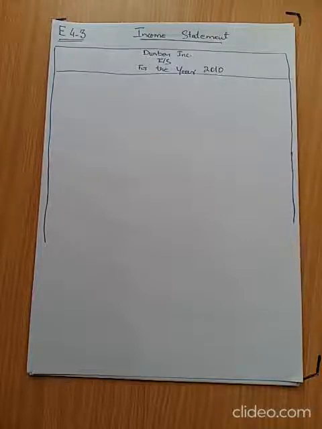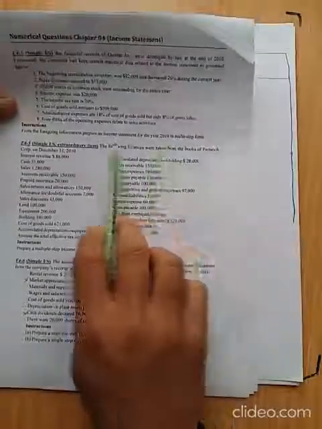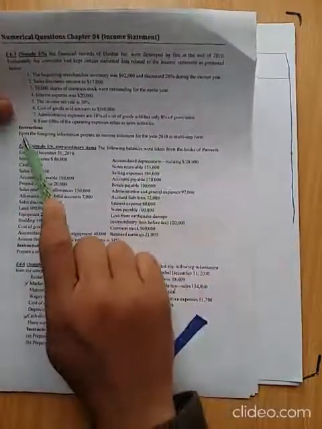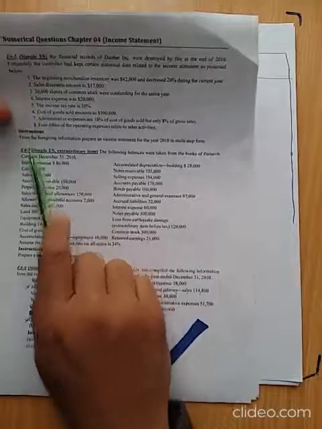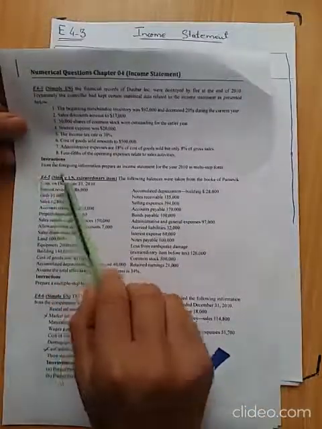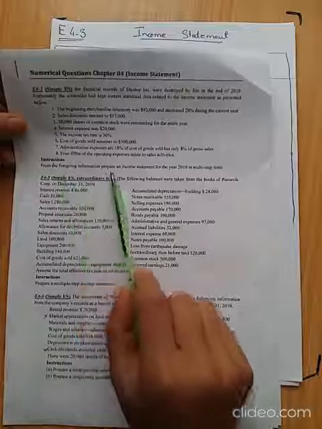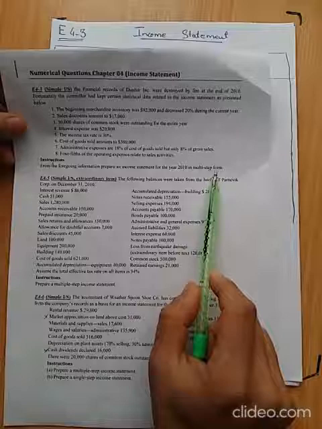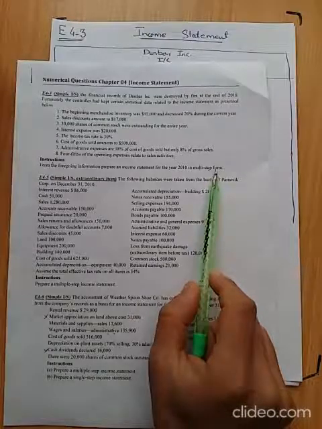Okay, ladies and gentlemen, let's solve exercise 4.3 of the income statement. Exercise 4.3 is again related to preparation of the income statement. The format of the income statement is multi-step, as you can see in the instruction: from the foregoing information, prepare an income statement for the year 2010, and the format should be a multi-step income statement. So we will keep this in mind.